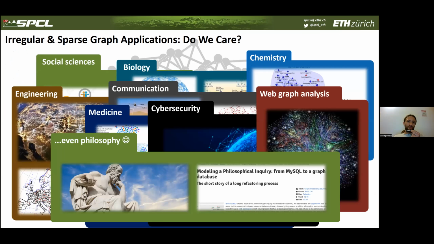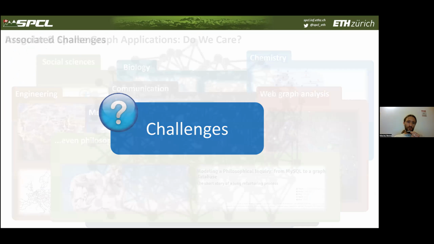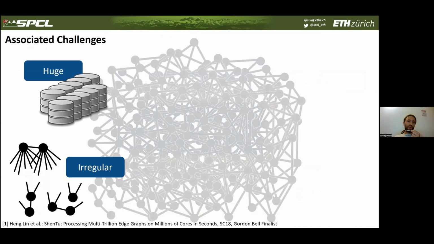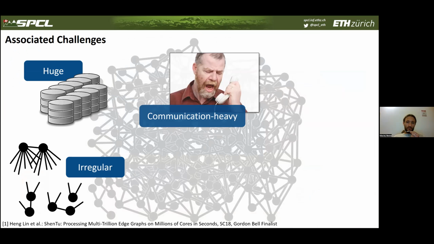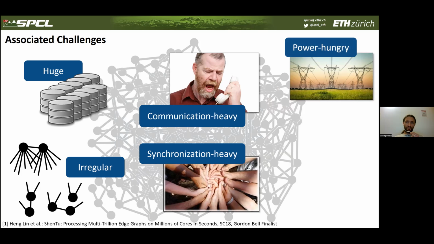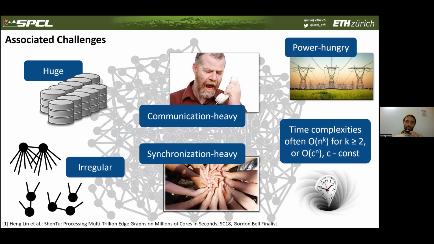But we do have many challenges there, right? So some of them are as follows. The graph data sets that we deal with are huge. They are quite irregular because vertices may have wildly varying numbers of neighbors. Their computations on these graph data sets are communication and synchronization heavy, which also makes them implicitly power hungry. And usually the problems we deal with have very high time complexities. Problems are very hard also in the classical computational complexity sense.